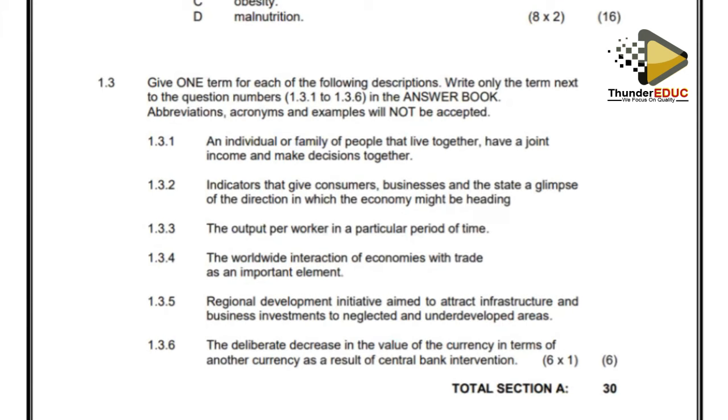Okay, right. So now let's check 1.3.1. An individual or a family of people that live together, have a joint income and make decisions together. That is what? These are nothing but households. Indicators that give consumers, businesses and the state a glimpse of the direction in which the economy might be heading. That is a leading indicator.